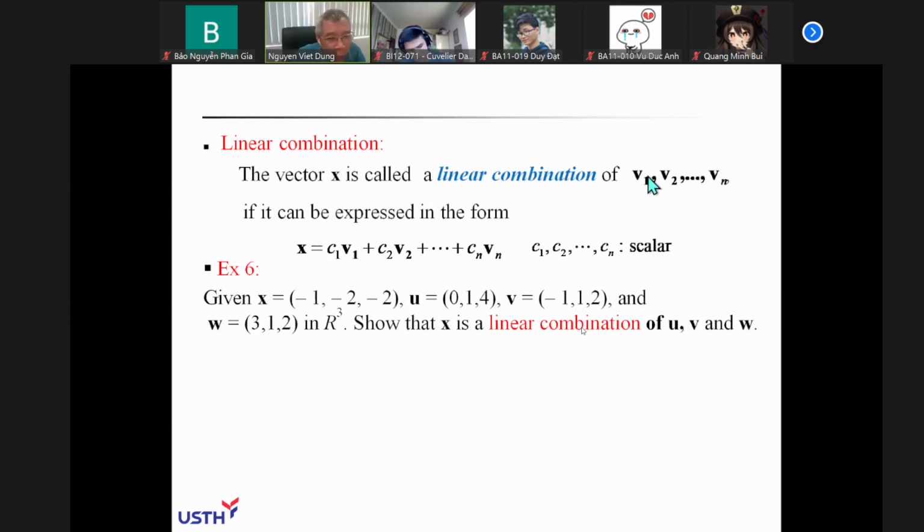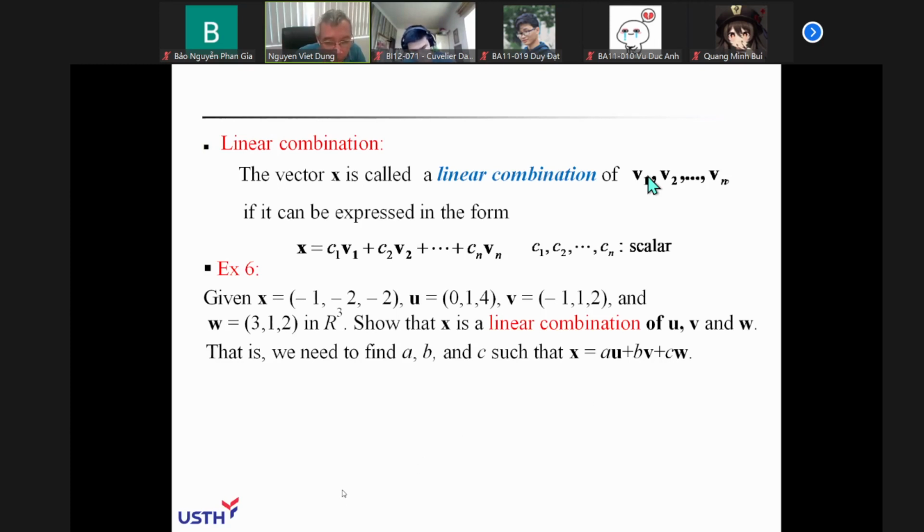And here is an example. Suppose that we are given x with the coordinates like that, and we know that u equals that, v to be that one, and w to be that one. Those vectors are in R3. And it requires you to show that the vector x here is a linear combination of the three vectors u, v, and w. How can we do it? It means that we need to find three numbers a, b, and c satisfying that x equals a times u plus b times v plus c times w.